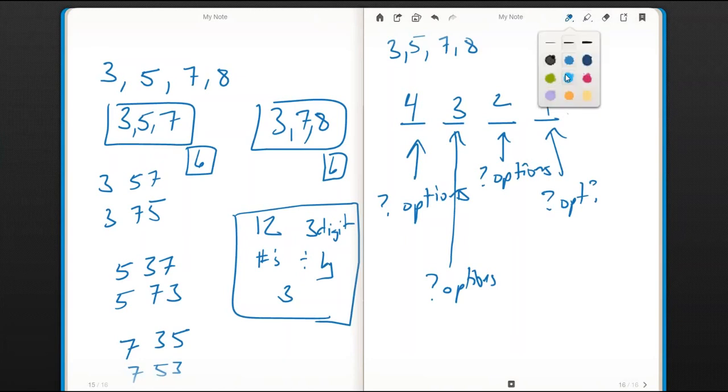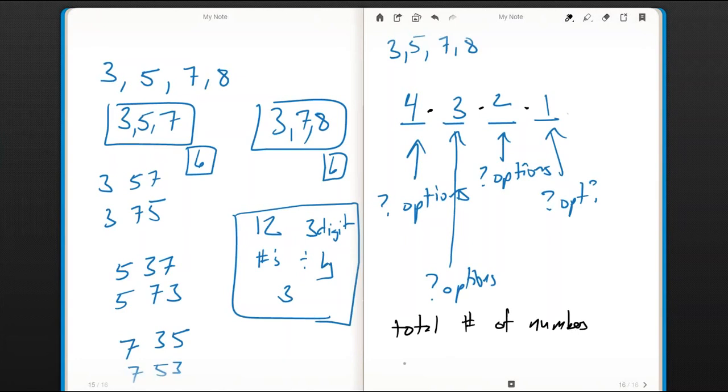This is always true, this is SAT prep right here: if you multiply those numbers together, that will always give you the total number of options that you have. The total number of numbers is equal to 4 times 3 times 2 times 1, which is equal to 24, which is what we found on the other page. We actually listed most of them. You can have 24 numbers total, and the shortcut way to get there is here.